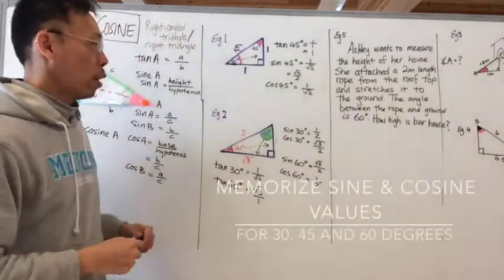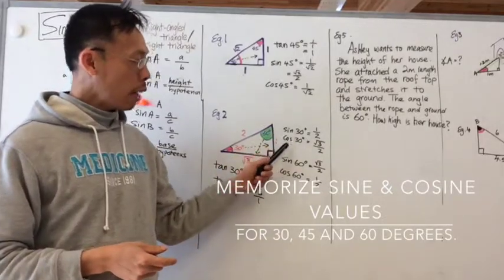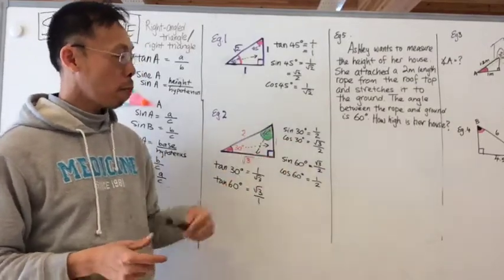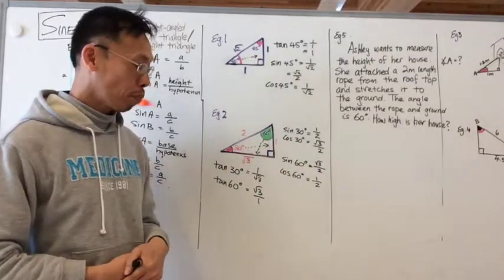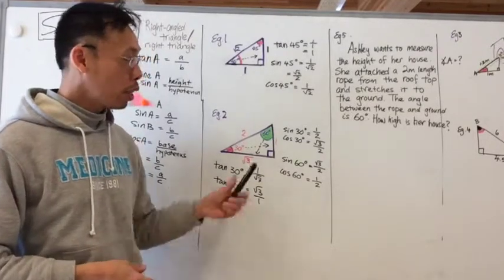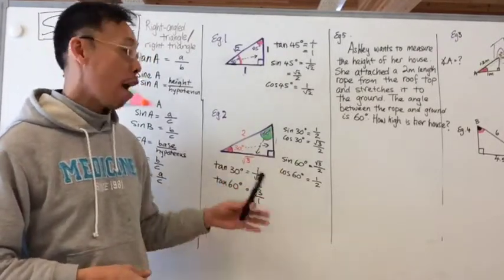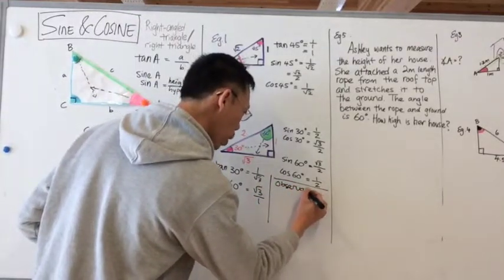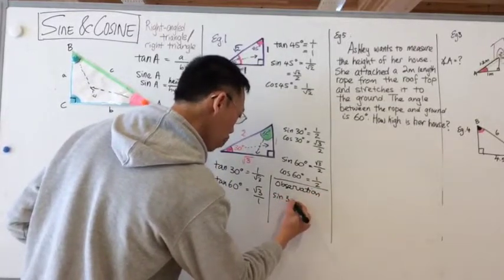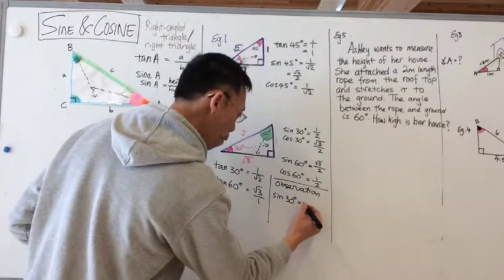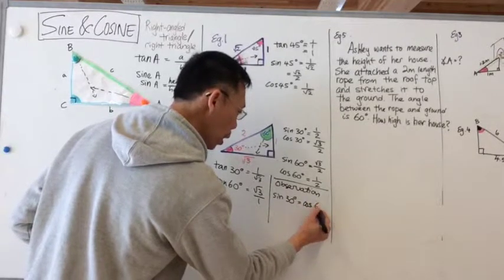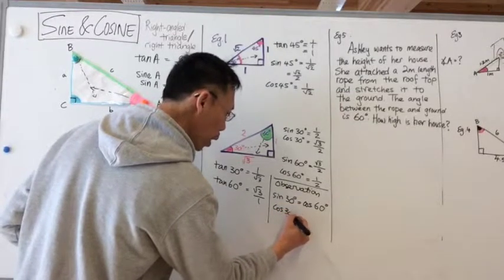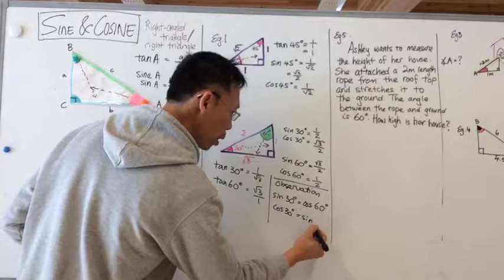So we have it. Now, look at these 4 values here. What do you observe? Okay, very good. Sine 30 degrees and cosine 60 degrees have the same value. This is my observation, that sine 30 degree is equal to half, and that is equal to cosine 60 degree. And also, cosine 30 degree is equal to sine 60 degree.